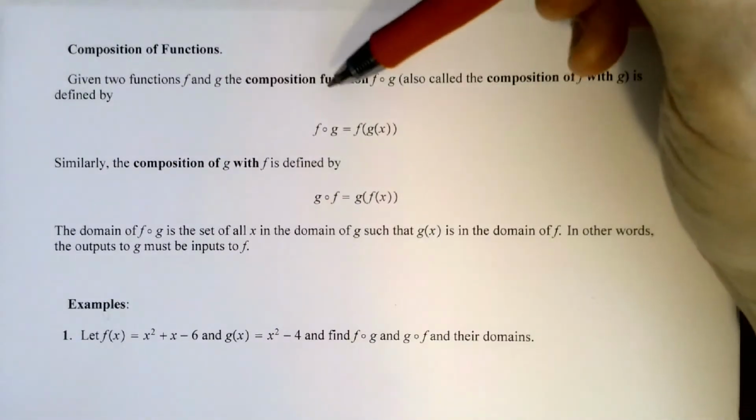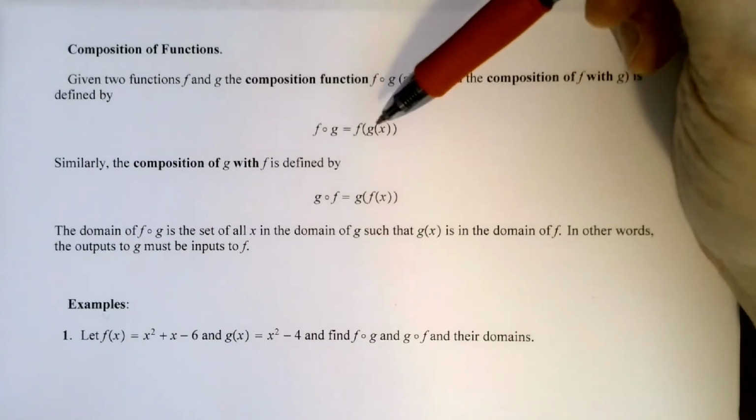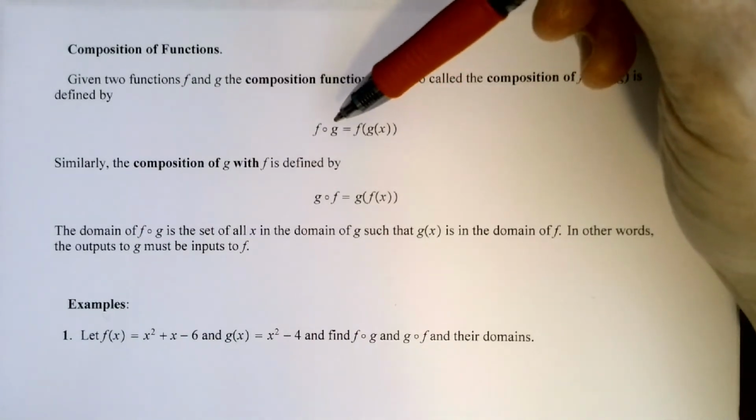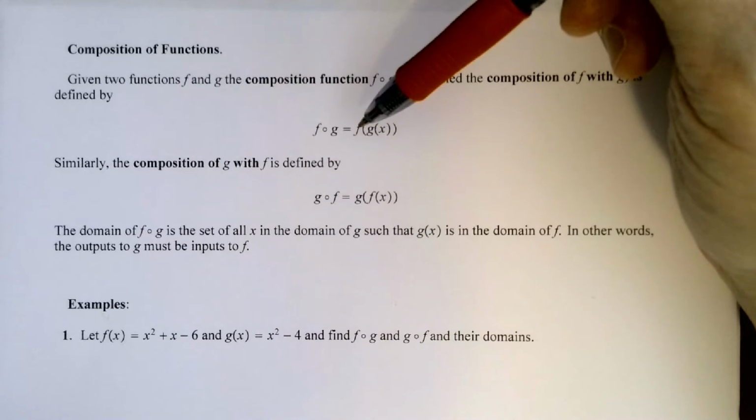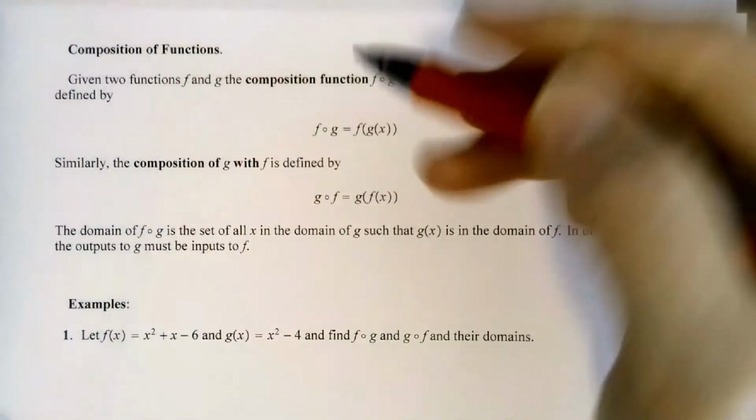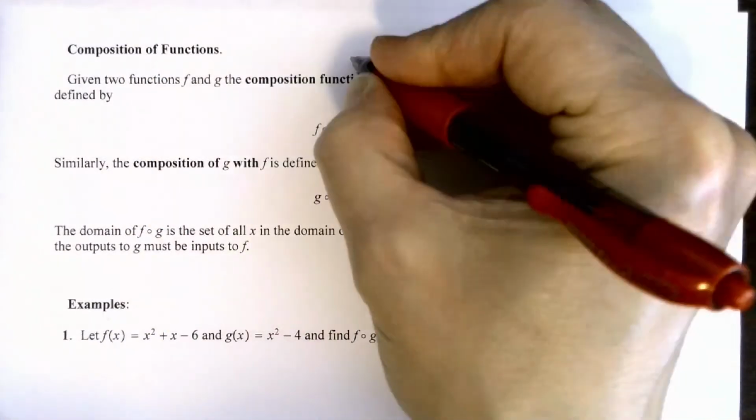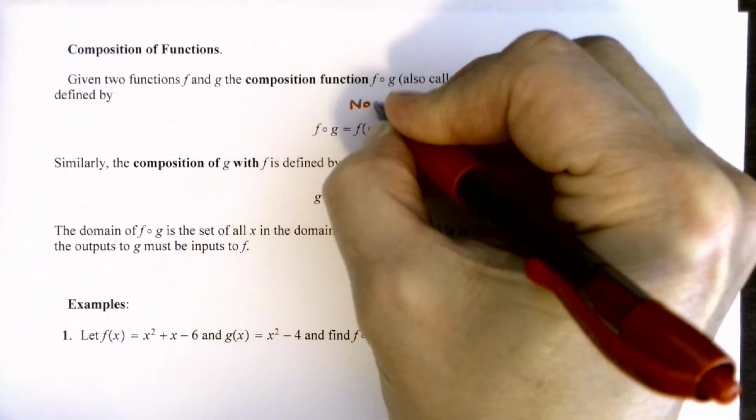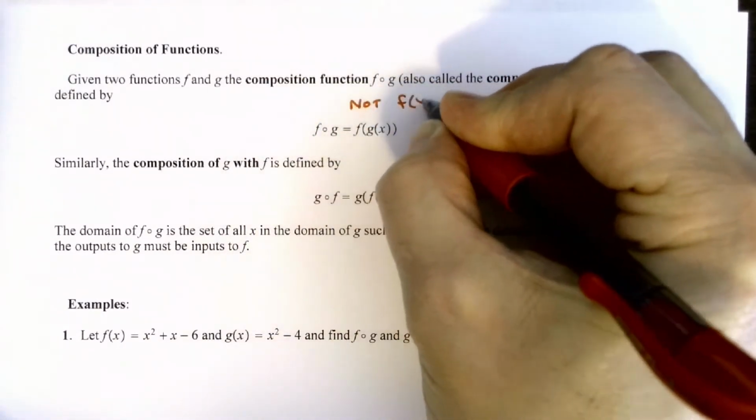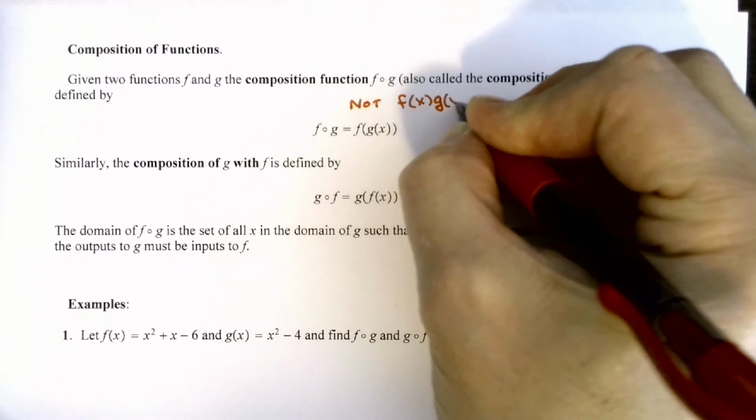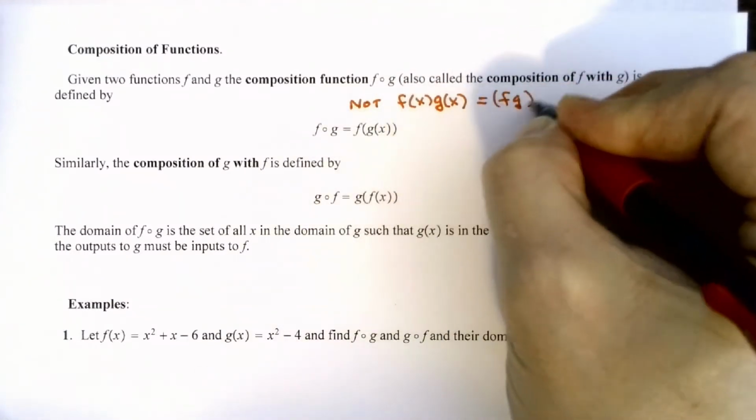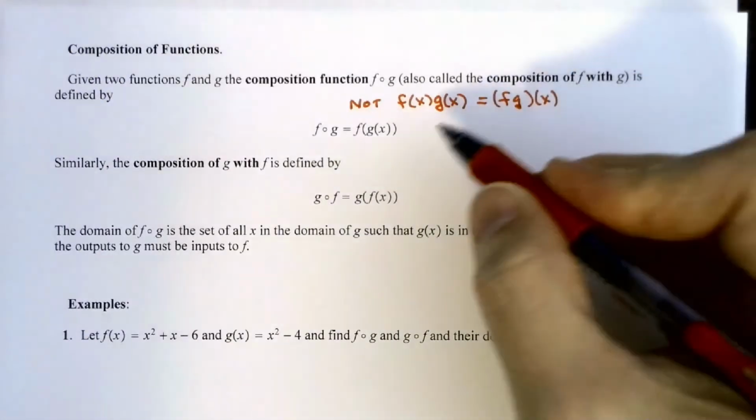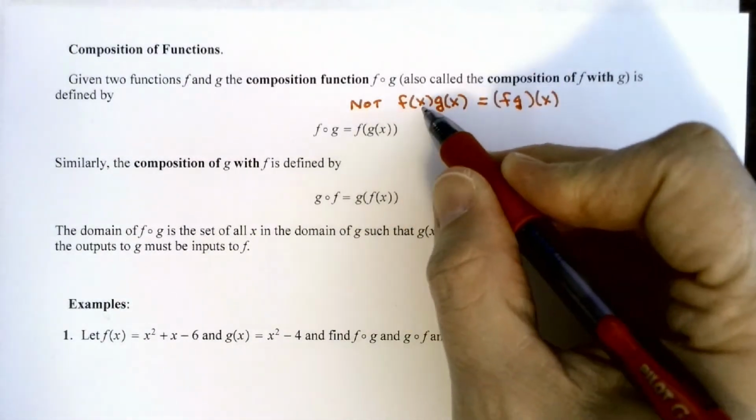And what do we mean by that? So here's the definition of it, right? F circle g is equal to f of g of x. Now real important here, I've got f of g of x. This is not f of x times g of x, which is the function fg of x that we looked at in the last video.